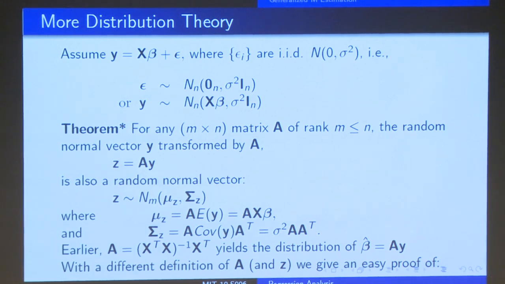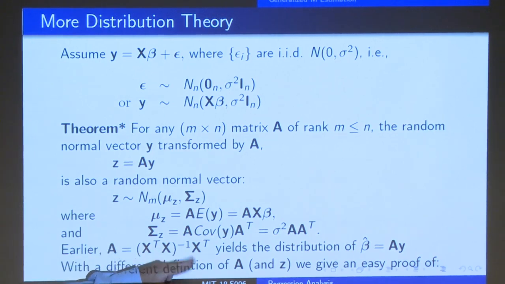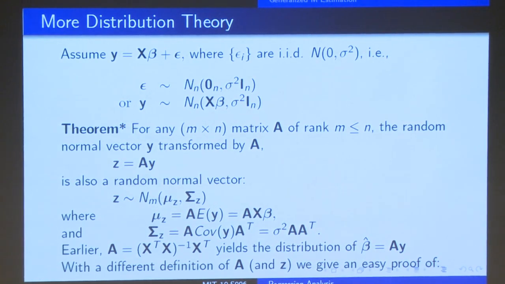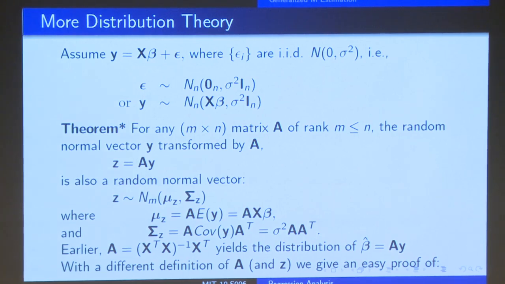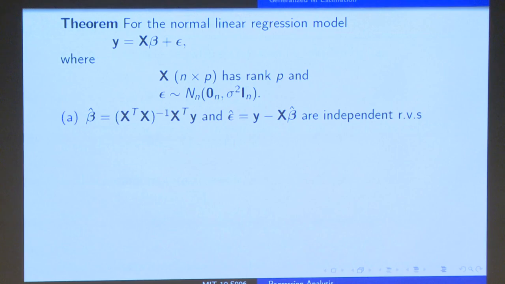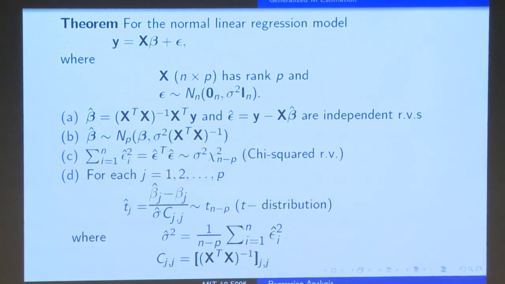Earlier we actually applied this theorem with A corresponding to the matrix that generates the least squares estimates. So with A equal to X transpose X inverse times X transpose, we previously went through the solution for the distribution of beta hat. And with any other matrix A, we can go through the same analysis and get the distribution. So if we do that here, we can actually prove this important theorem.